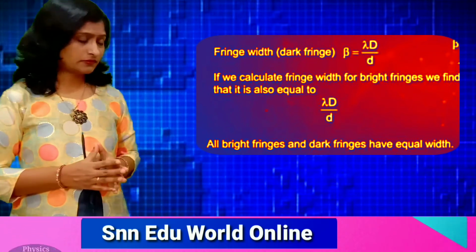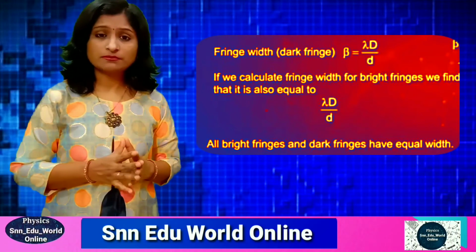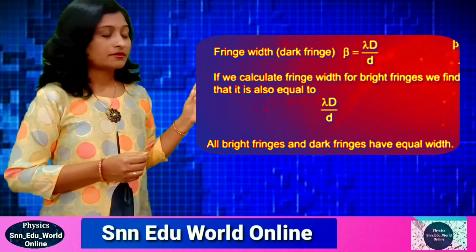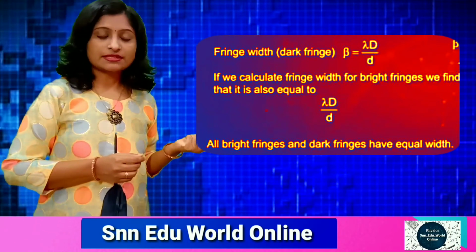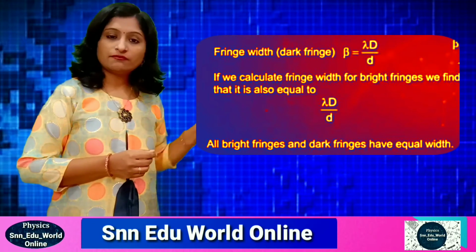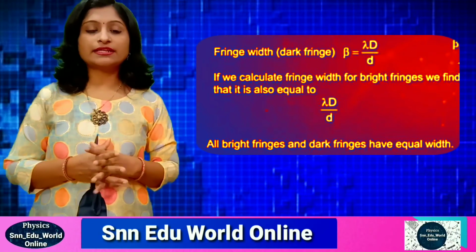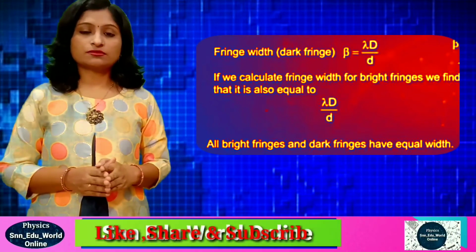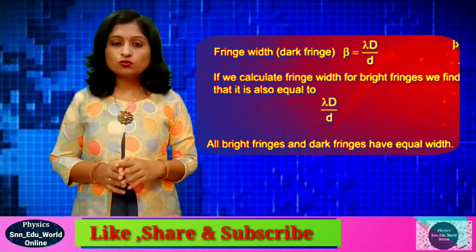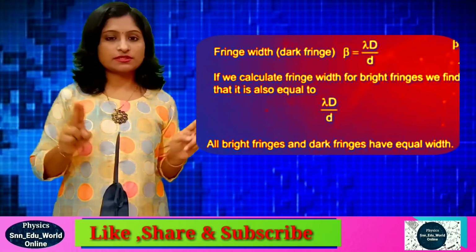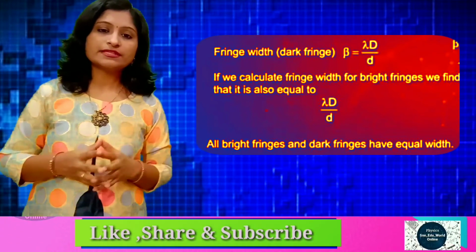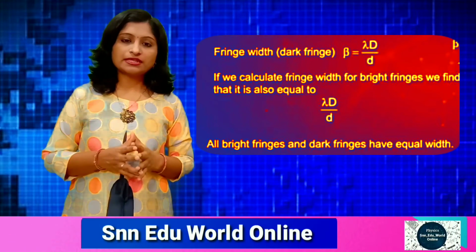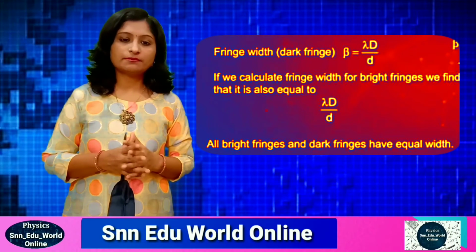Similarly, if we find it for the dark fringes or dark bands, the fringe width is represented as beta. Again we observe that we get the same lambda D by d expression for the bright and also the dark, meaning two successive dark fringes or two successive bright fringes are equally spaced in the interference pattern. So beta is equal to lambda D by d.